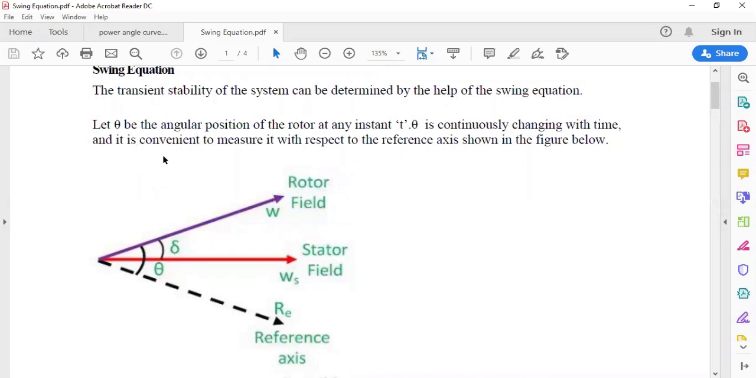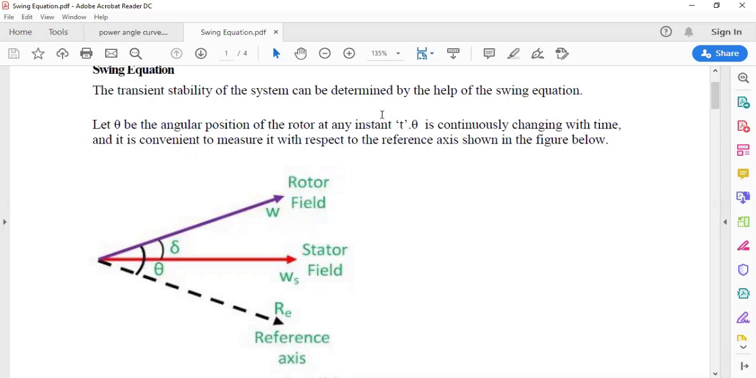The swing equation is actually used for transient stability studies. Now, what is transient? When there is a sudden change in the system, or any fault occurs, what will happen? The machine output power will change, and according to that, the machine behavior will also change. So to study that behavior of the synchronous machine, the swing equation is required.